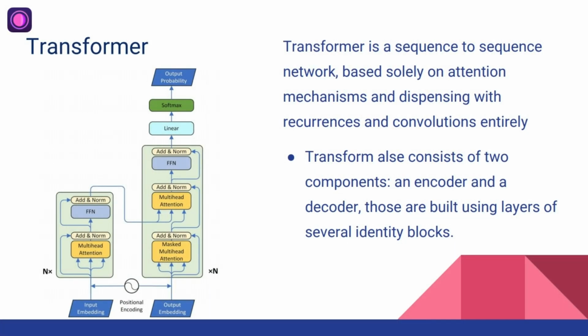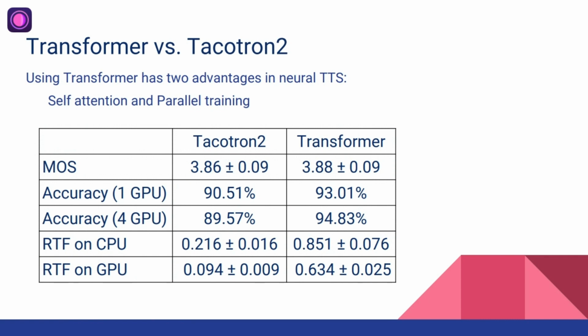Transformers, on the other hand, depend on the attention mechanism between the encoder and decoder, which eliminates the recurrent network connections between the layers to speed up the training and to extract the features much faster. Implementing a transformer instead of Tacotron will allow us to parallelize training and improve the training procedure and the accuracy. And based on the provided table, we show that it provides a higher MOS score and a better real-time factor on both CPU and GPU.